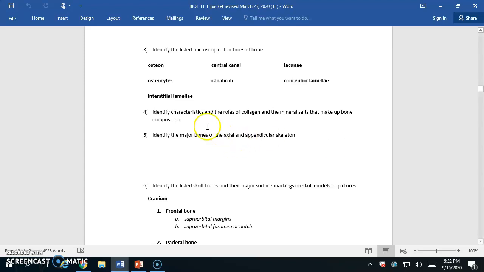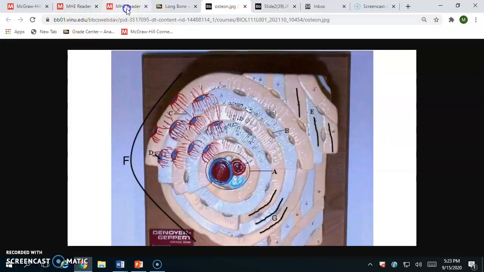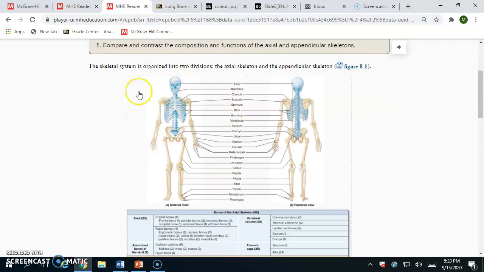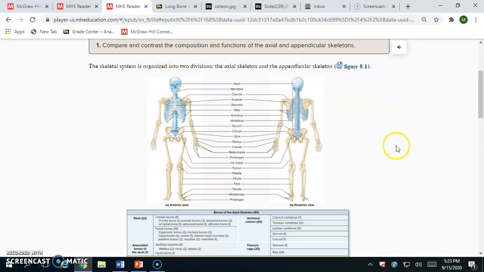Okay, and then objective 5 is identify the major bones of the axial and appendicular skeleton. So probably the best picture that I can find for showing the difference between those two parts of the skeleton is in our textbook. So let me run to our textbook here. There we go. So this is on page 242. And what it's showing is the full skeleton. And they've colored in blue the bones that are part of the axial skeleton. So you'll notice that they're all the bones that make up the head and the chest and the spine there. So those are considered part of the axial skeleton.